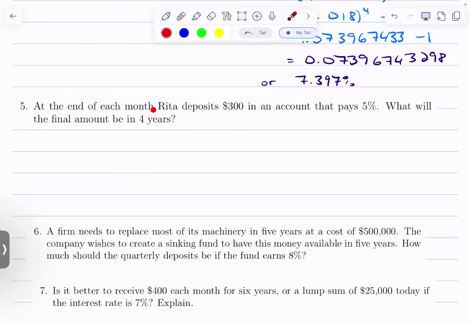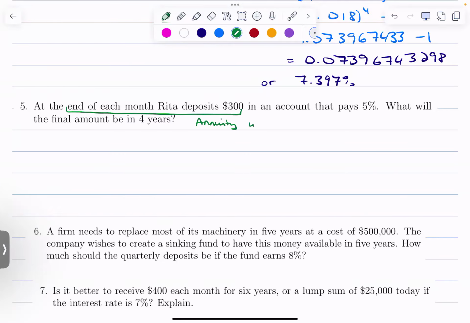At the end of each month, Rita deposits $300 in an account that pays 5%. What will the final amount be in 4 years? Now, we have to pay attention here because at the end of each month, she deposits this regular amount, right? Which is what makes it an annuity. Okay? And so here, at the end of each month, it's an annuity with M equal to 300.